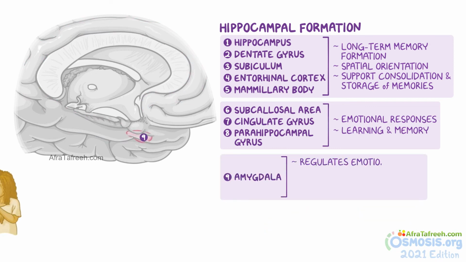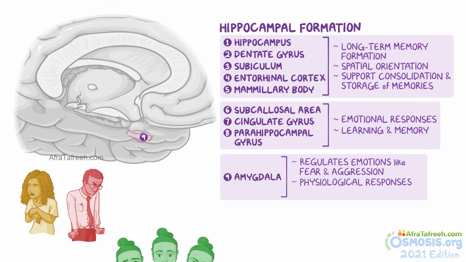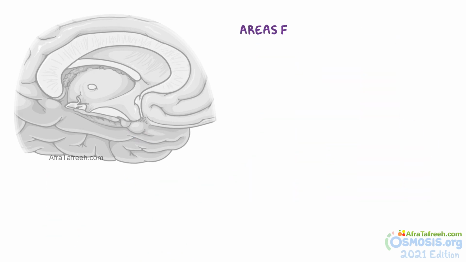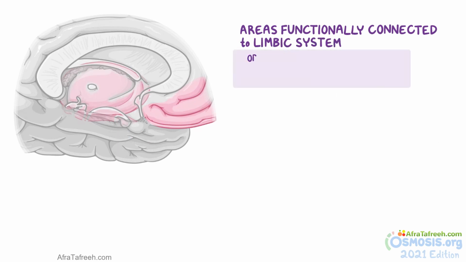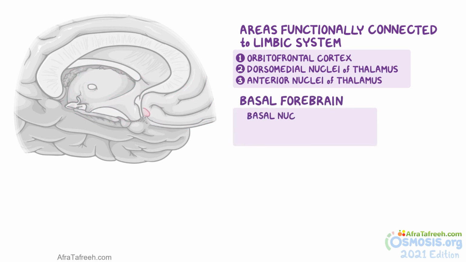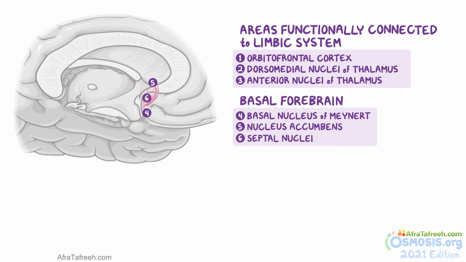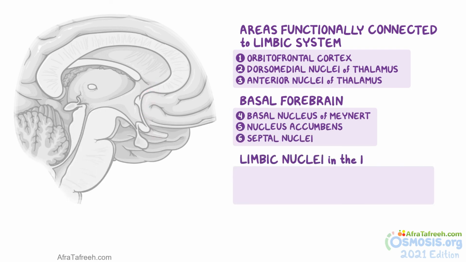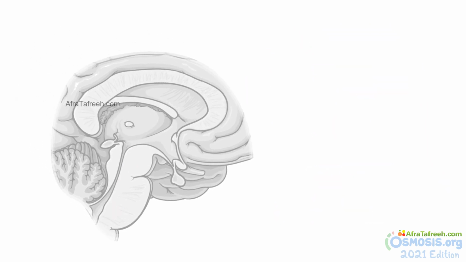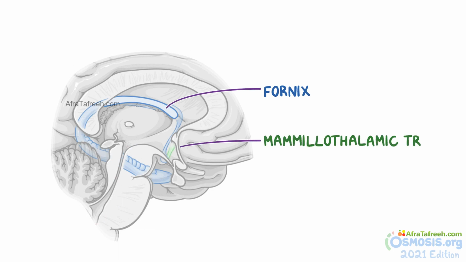The amygdala regulates emotions like fear and aggression and can elicit physiological responses to emotion via its connections with the hypothalamus. Then there are areas that are functionally connected to the limbic system, and these include the orbitofrontal cortex and the dorsomedial nuclei and anterior nuclei of the thalamus. The basal forebrain includes the basal nucleus of Meynert, the nucleus accumbens, and the septal nuclei. And finally, the limbic midbrain area that includes the ventral tegmental area, which produces dopamine, the raphe nuclei, which produce serotonin, and the locus ceruleus, which produces norepinephrine. The major pathways that connect the structures of the limbic system include the fornix, the mammillothalamic tract, and the stria terminalis.